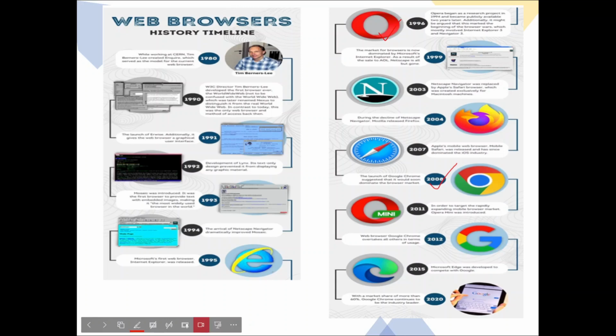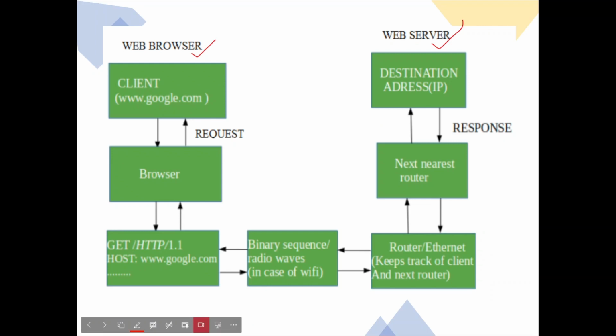And now I want to tell you what is the difference between a browser and a web server. Web browser is nothing but an application software which has been installed into your computer or into your mobile phone, through which whoever is using that application, they are referred to as clients. And if you want to connect to google.com, then in that browser you are going to write www.google.com, right? Now this is called a request.